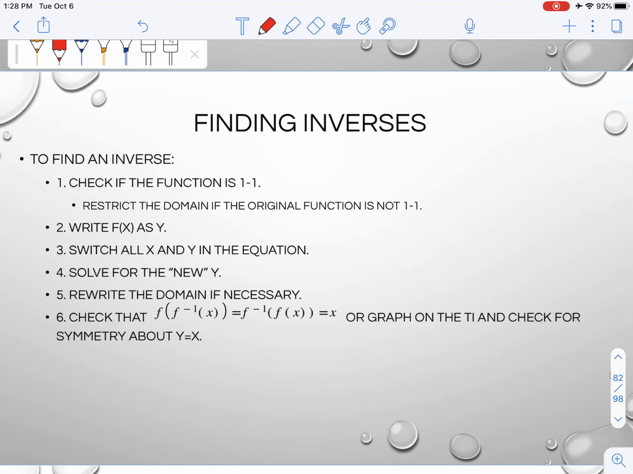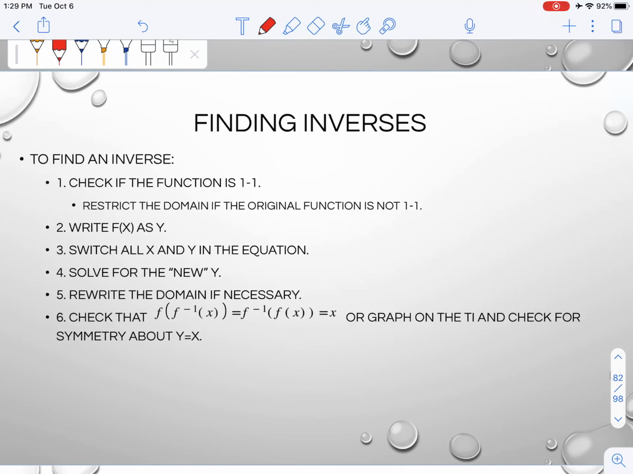First and foremost, check to see is the function 1 to 1, and if it's not, we're going to restrict the domain so that the original function, or the restricted function, becomes 1 to 1. I'm going to replace the f of x with y. It just simplifies the process, makes my life a little bit easier, and saves me some writing.